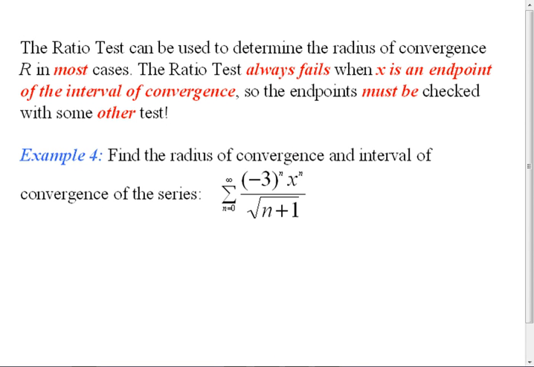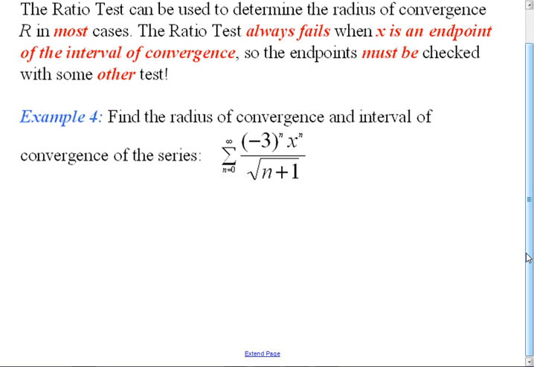Okay, so let's try another one. The ratio test always fails when x is the endpoint. Why? Because you get the ratio test is equal to 1. That's the problem. So let's try that. We're going to find the radius of convergence and interval of convergence. So you should turn to this page, and we're going to do this problem. I think I have 2 problems left to try. That one and the one on the next one.